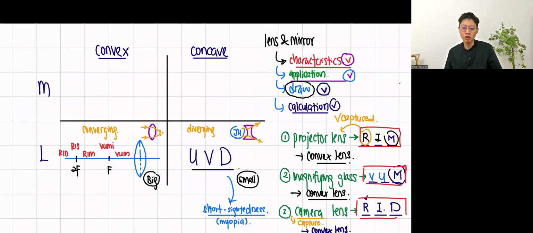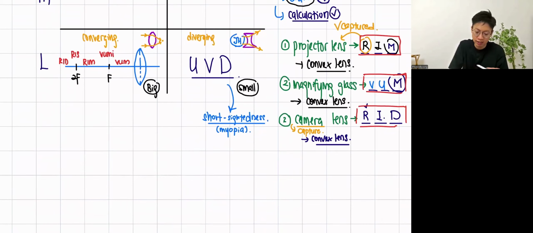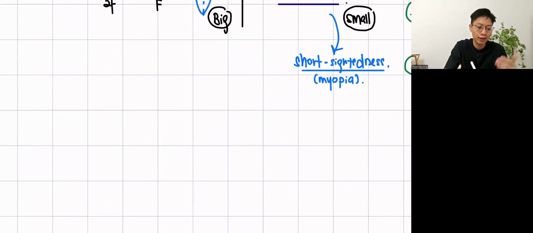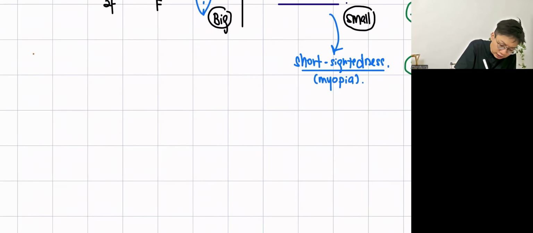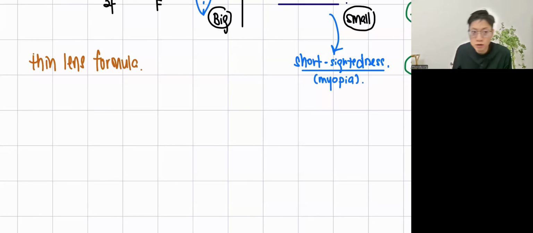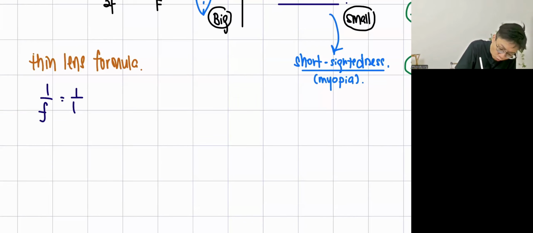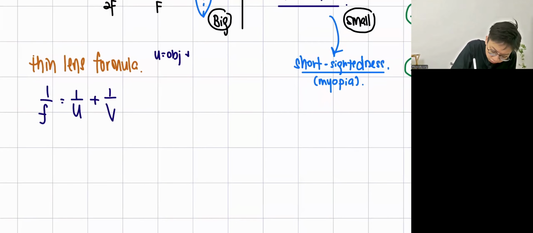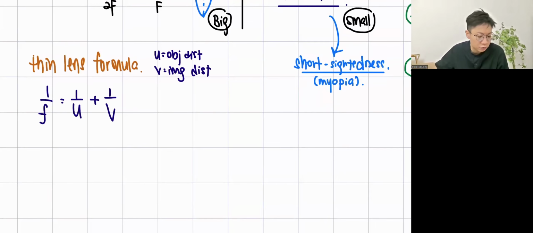Now, when we go into calculation, let's bring it towards the left bottom corner here. Guys, don't copy first. Try to understand what it is before you copy. Here we have the thin lens formula. This formula is 1 over F equals 1 over U plus 1 over V. U stands for the object distance, V stands for the image distance.